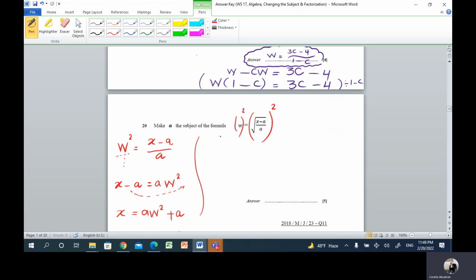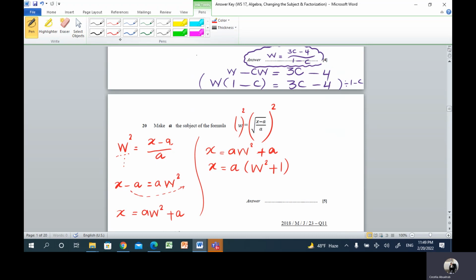Now, x is equal to AW squared plus A. We have the A distributed in two terms, so we need to factorize it. So A is gonna come out. Here it will be W squared because A times W squared is AW squared, plus A times 1 will get me back the plus A.